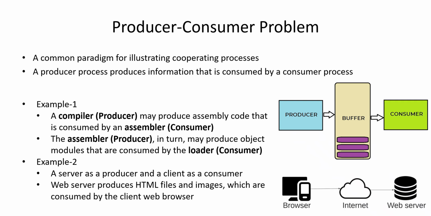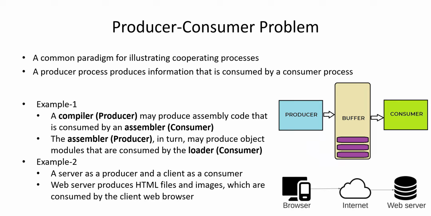The producer-consumer problem is a very common example used to understand cooperating processes. Here one process is called the producer, the other process is called the consumer. The producer produces information, the consumer consumes that information. A simple example is a compiler. A compiler may produce assembly code. That assembly code is then consumed by the assembler. The assembler in turn produces object modules. These object modules can then be consumed by the loader.